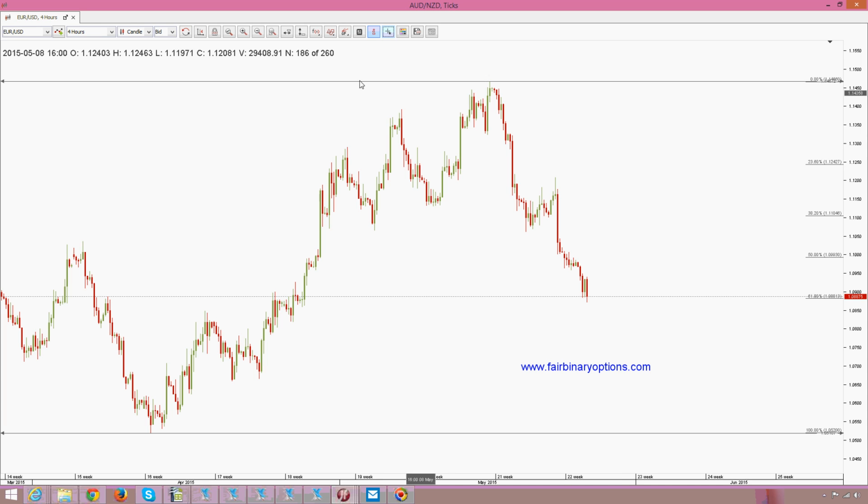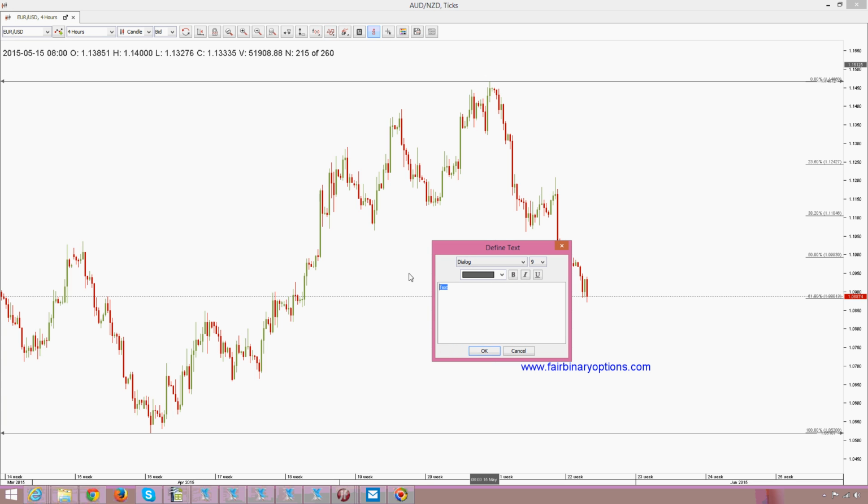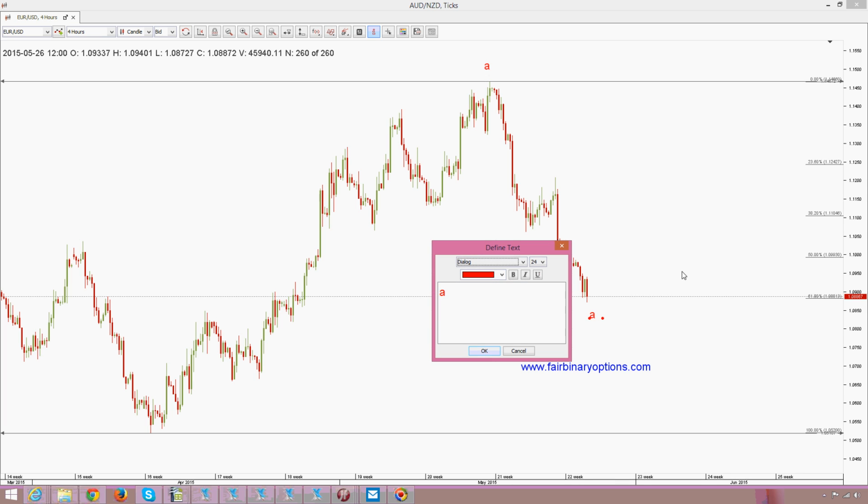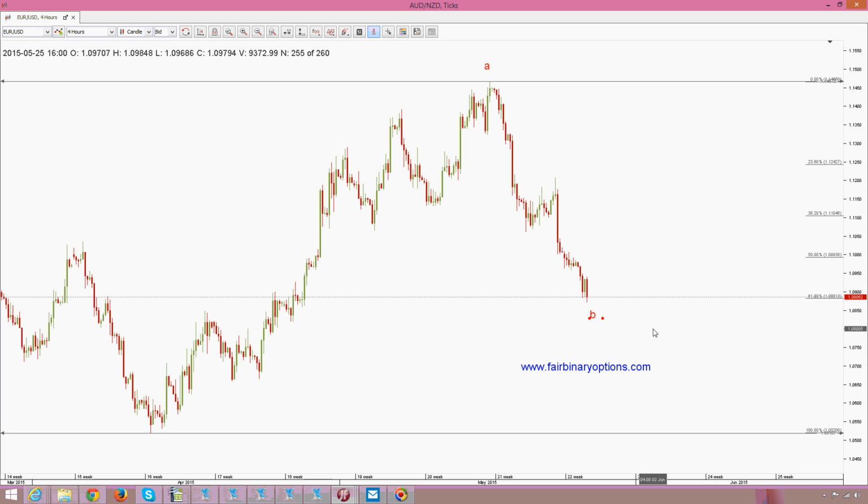Now if this is the corrective wave to the downside, normally this one should be labeled as wave A. And the whole move to the downside here should be labeled as the B wave. That being the case, the B wave must be a corrective wave on its own.